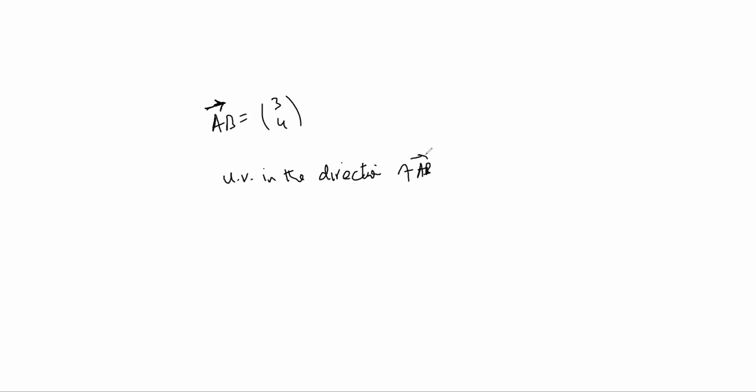Now listen, before I tell you how to find this unit vector, tell me if you have AB, which is 3, 4, I believe you know that its magnitude is 5. Okay? Remember, this is 3 square plus 4 square. So this is going to be 5. Okay? This is going to be 5 here.